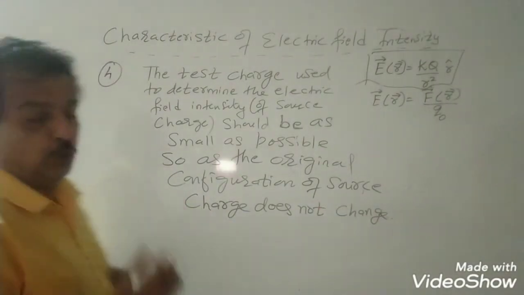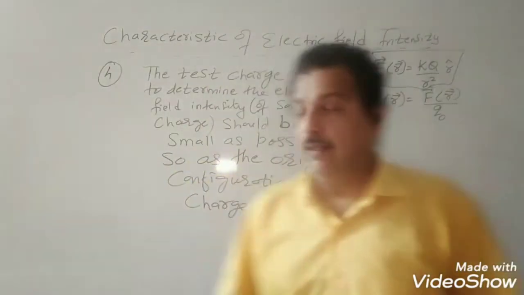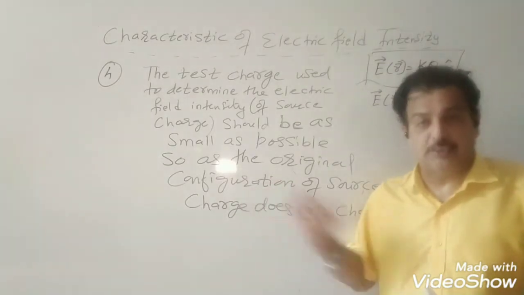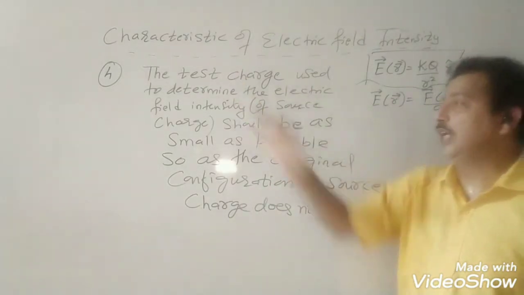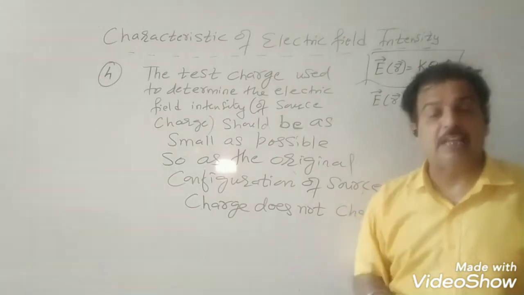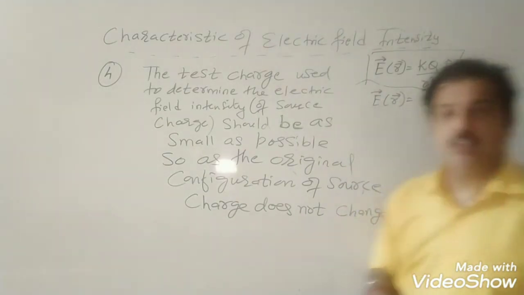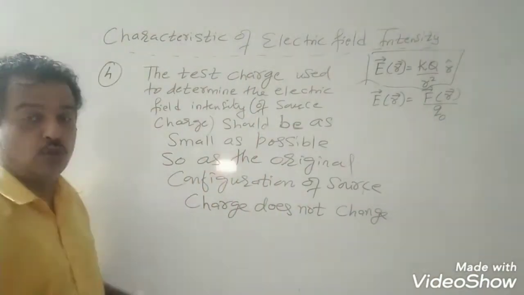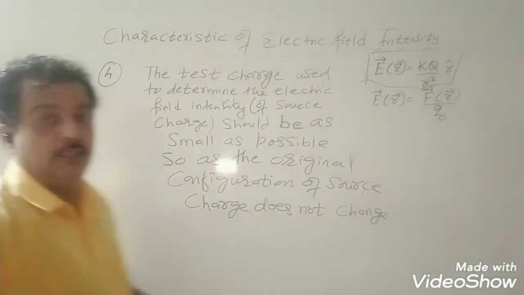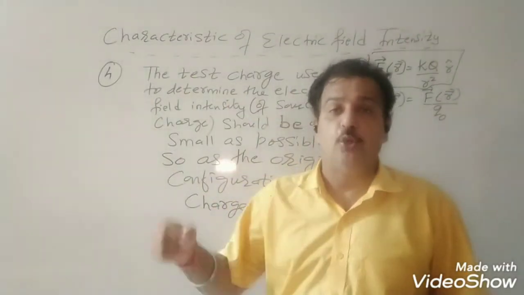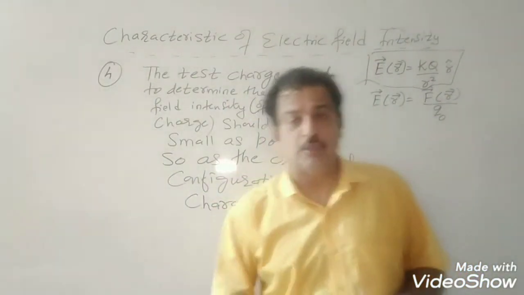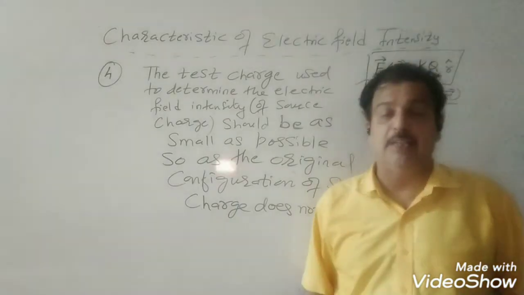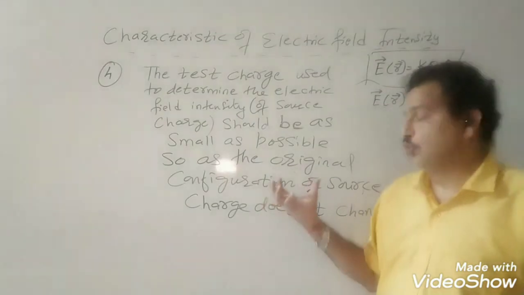Now what we should do, or what the physics tells us, so that the original configuration is not changed. The test charge should be as small as possible. The smallest available charge in nature is the charge on a proton or the charge on an electron. So I say we should take a unit positive charge. Unit positive charge means one proton. You may also take one electron to determine the intensity of the source charge.